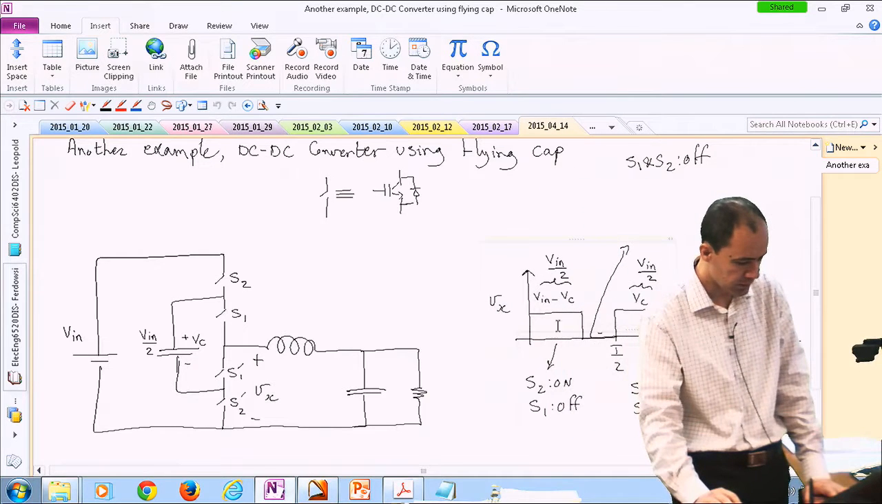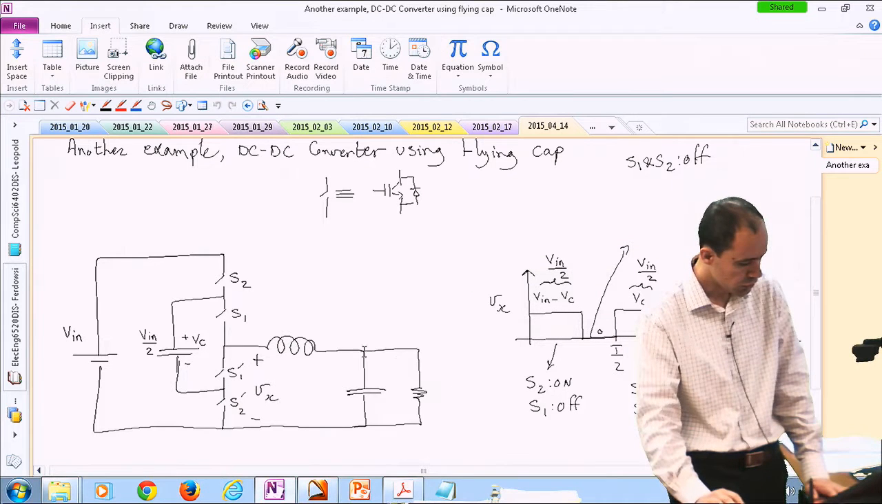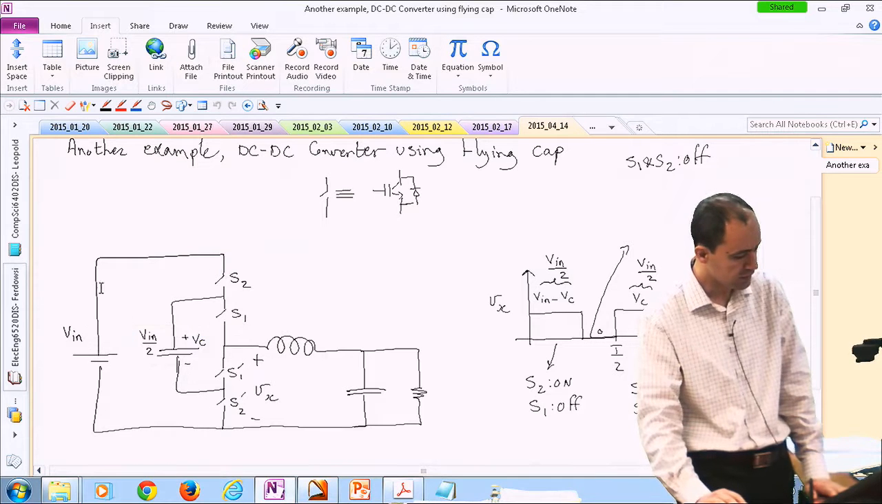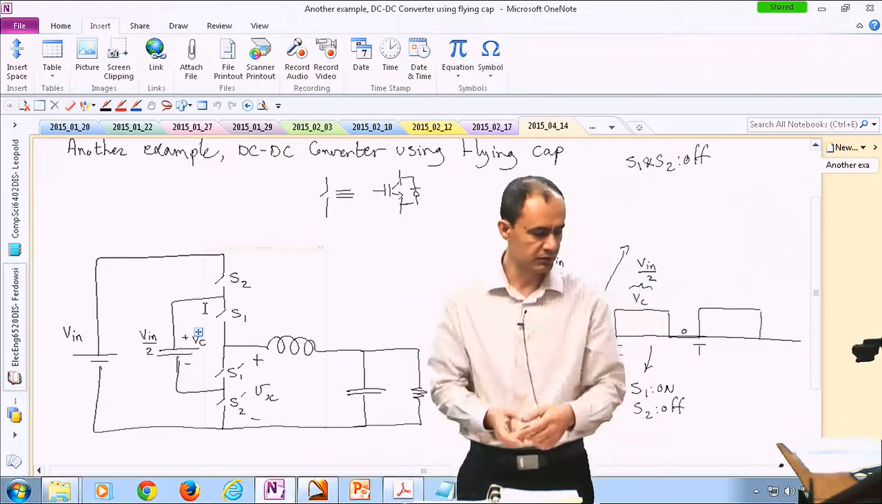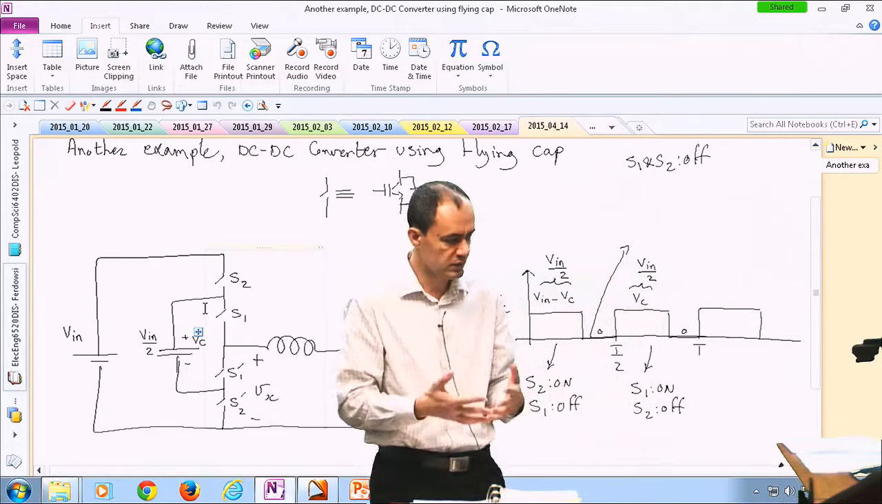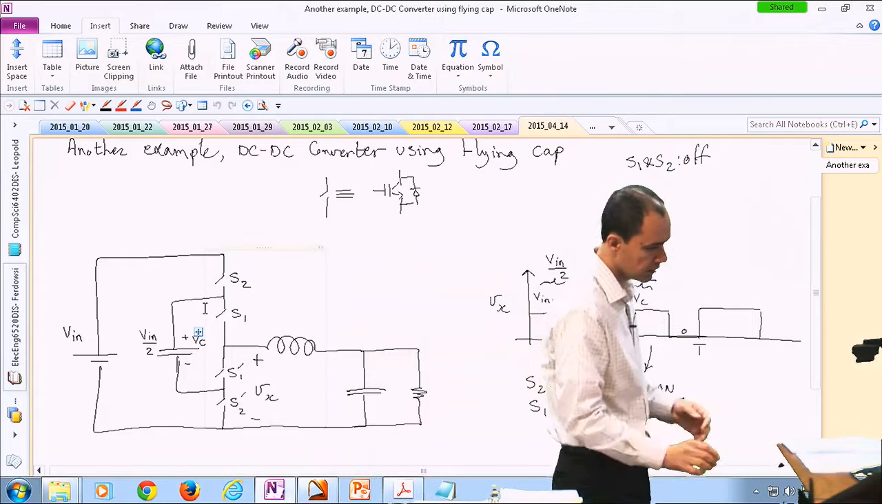First, I apply a positive voltage, but this positive voltage is obtained by turning S2 on and S1 off. So technically I have Vn, and on top of Vn I have the capacitor flipped added to that. So I have Vn minus Vc, or Vn minus Vn over 2, which is ultimately Vn over 2 applied.